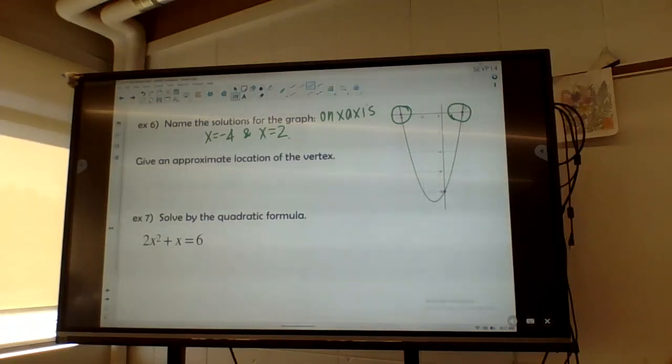Then they want an approximate location of the vertex. And the vertex is just the very bottom of the graph. And again, it just says approximate because the graph is a little bit strange. But it looks like if it's in between 0 and -2, I'd say it looks like about -1. And then it looks like this is 2, 4, 6, 8. So I'd say like -9. That looks like about it.